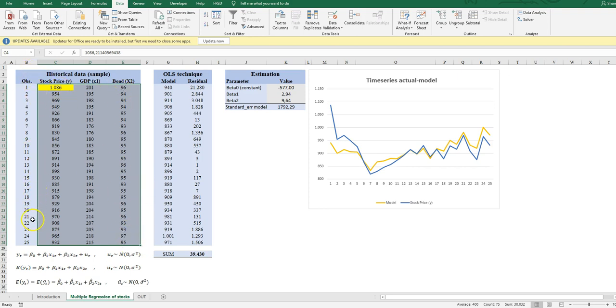Now it's just not observations, it's a sample, and the sample has to say something about the population, which is a philosophical expression for how we believe that the stock price in reality is linked to GDP and bond, not how it is given this one specific sample out of a billion samples.